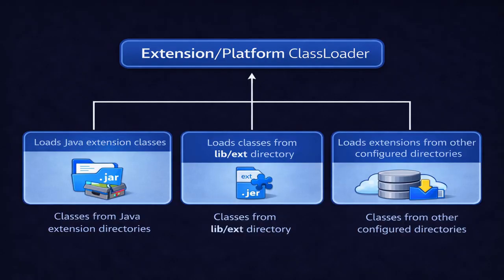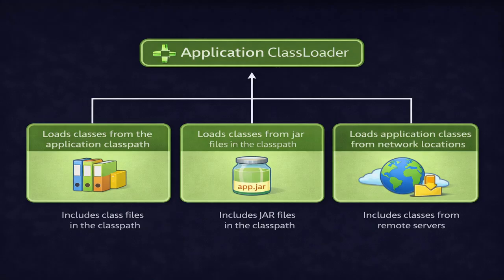Now let's see what is the extension or platform class loader. The extension class loader loads extra classes that add new features to the basic platform. These extra classes are called extension classes. Usually it looks for these classes in a special folder named ext or lib inside the Java installation. It also loads extension classes from other folders, which helps Java do more things than the core basic Java features. Now let's see what is the application class loader. The application class loader loads the Java classes you create in your program. It looks for these classes in a place you set called the class path.